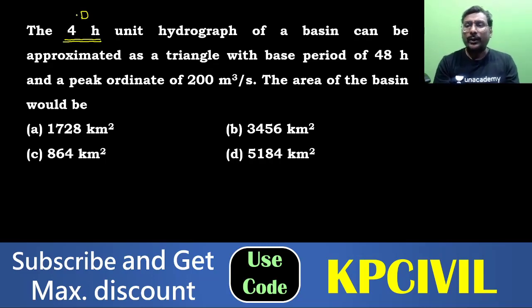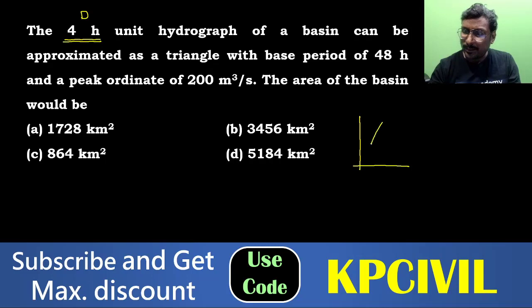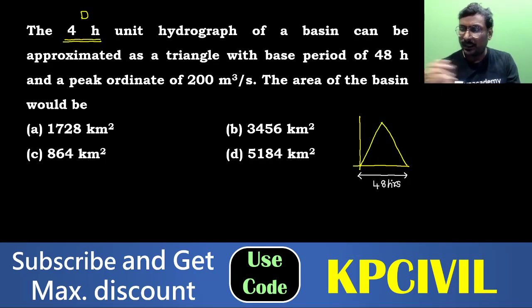The 4-hour unit hydrograph of a basin can be approximated as a triangle. Okay, I am plotting the triangle with a base period. This base period we will consider as 48 hours. What is the P coordinate here? 200.